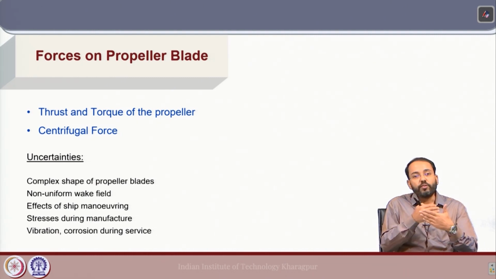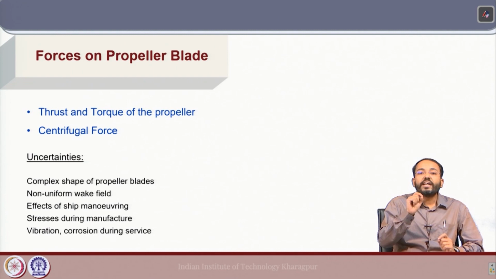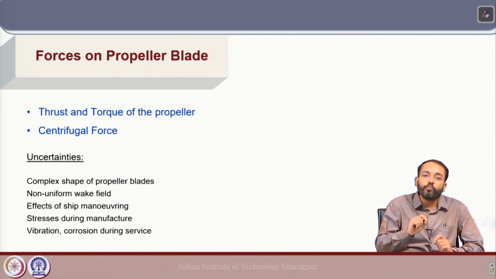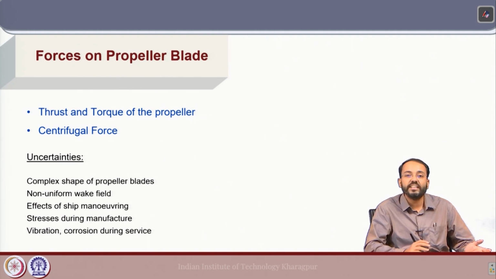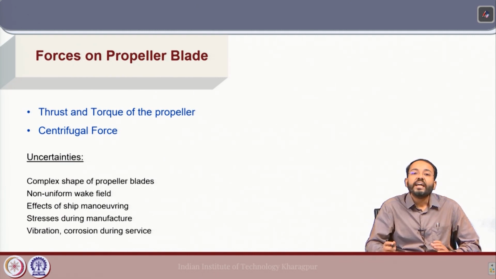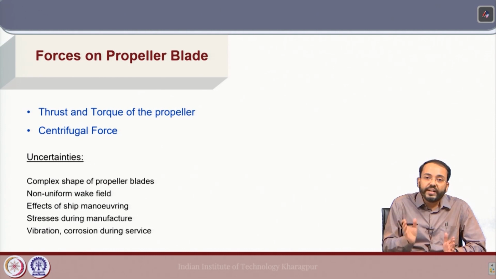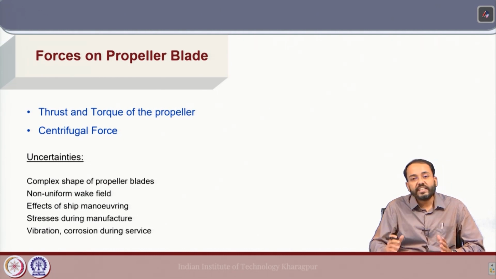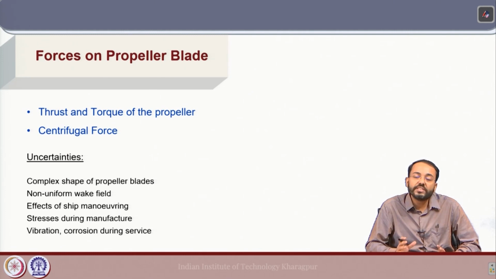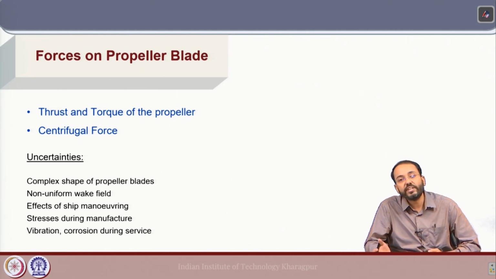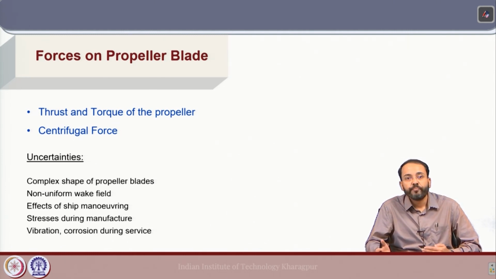So, as the propeller works behind the ship, the wake velocities change in both the radial as well as the circumferential directions that we have seen in hull propeller interaction, and also there is a temporal variation of the velocity components which leads to fluctuation of thrust and torque of the propeller. So, these lead to changes of forces and moments, and finally the stresses on the propeller blades.